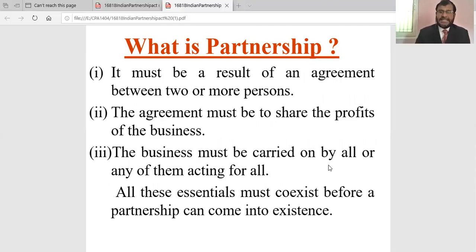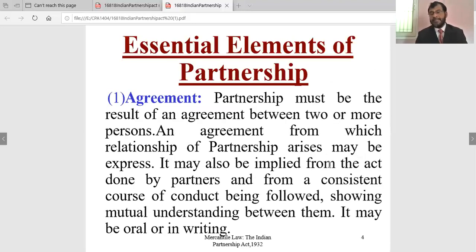Third, the business must be carried on by all or any one of them acting for all. All the partners can participate in the business, or any one of them can act in a representative capacity for the other partners also. All these three essential conditions have to be fulfilled before a partnership can come into existence.